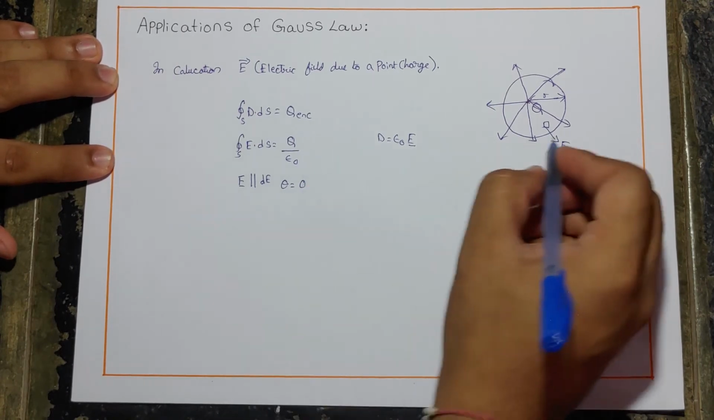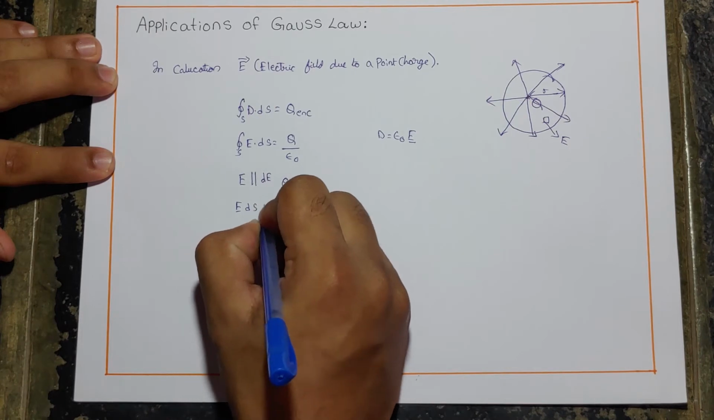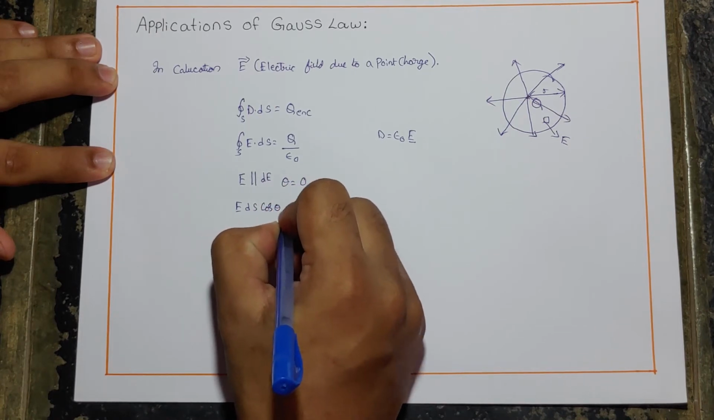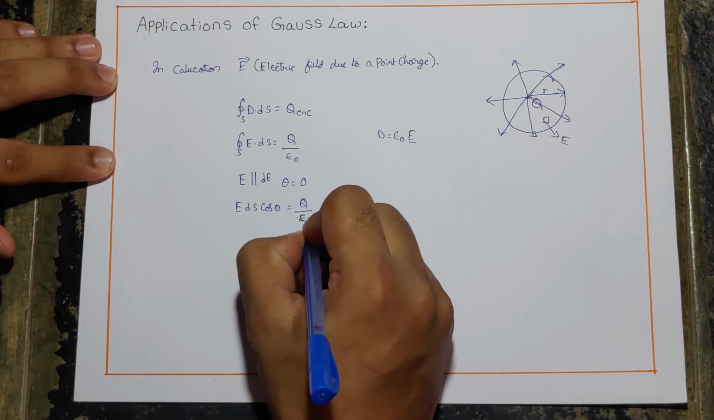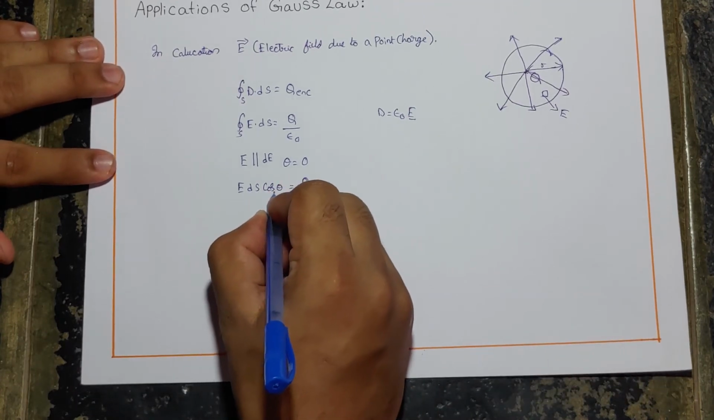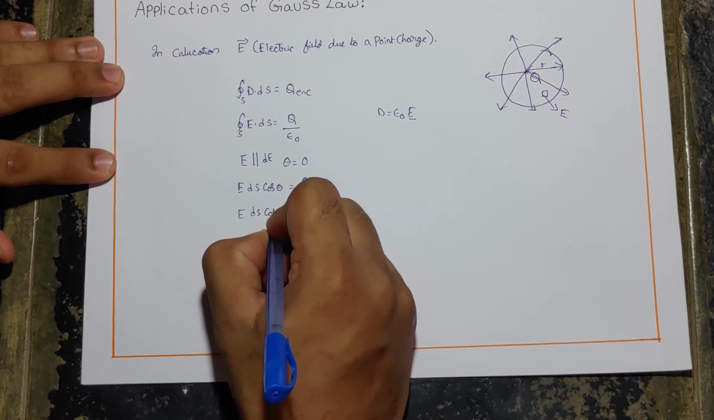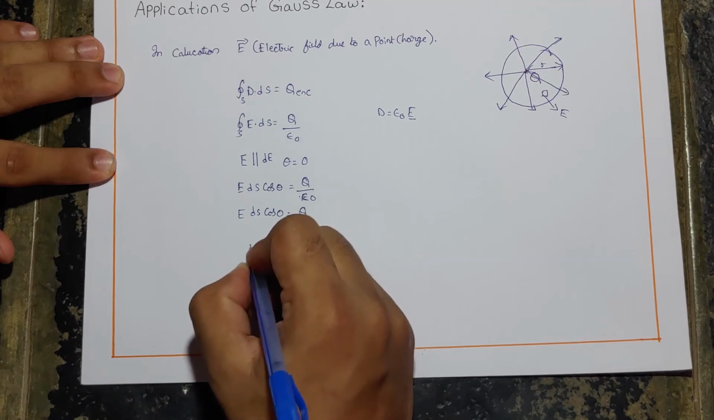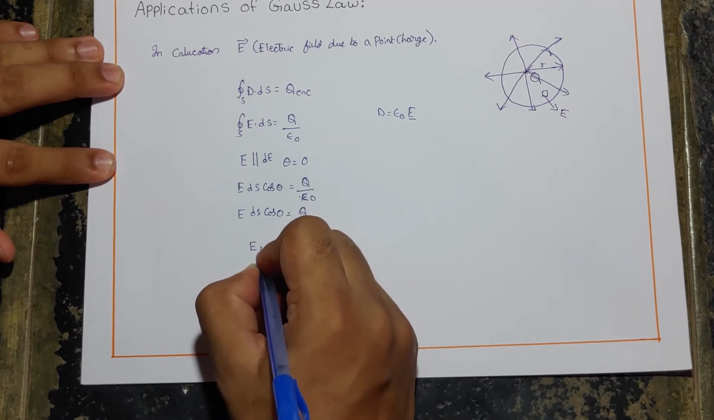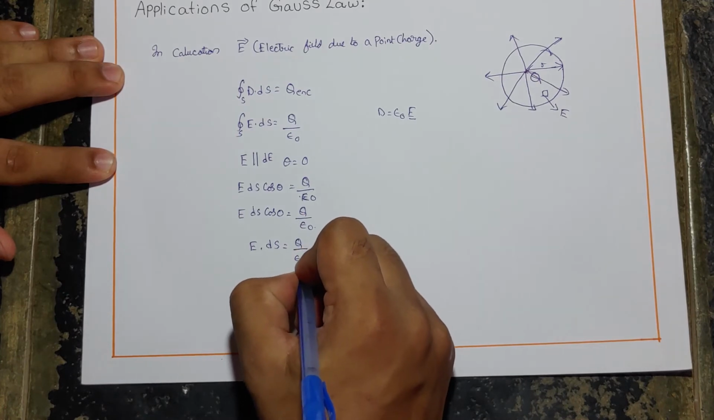As this element is on the surface, that is, E dS cos theta is equal to Q by epsilon naught, where cos 0 is equal to 1. So E dS is equal to Q by epsilon naught.